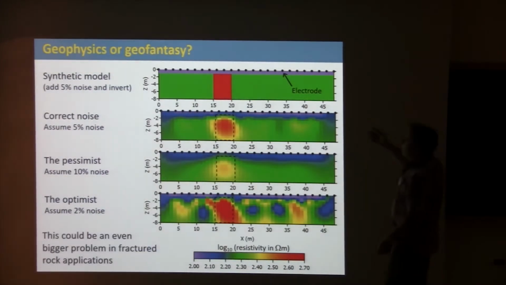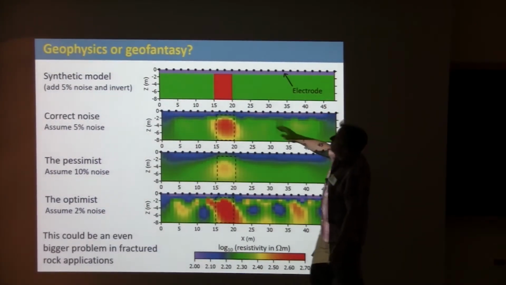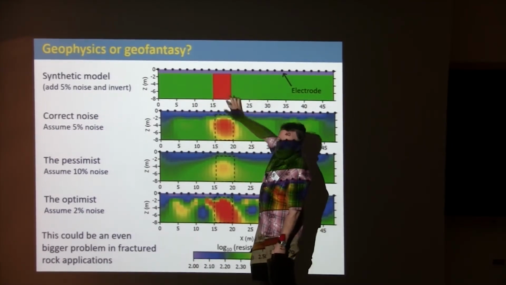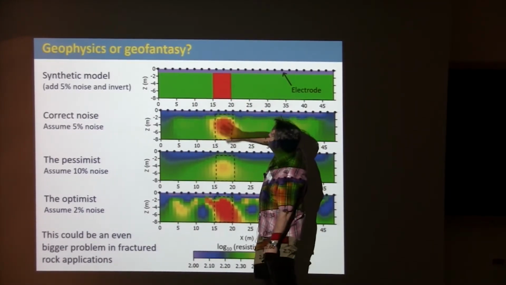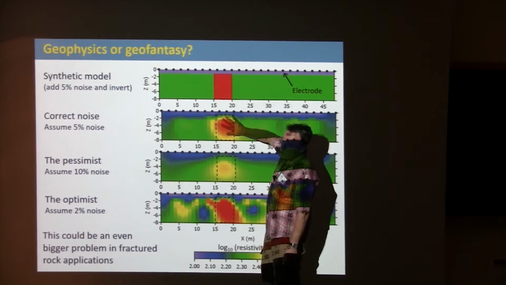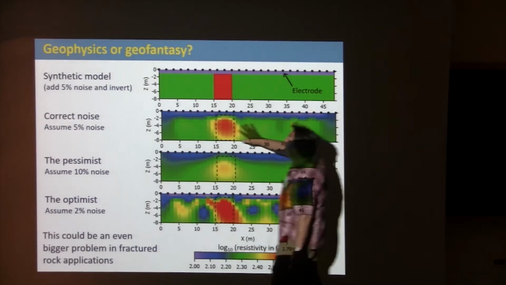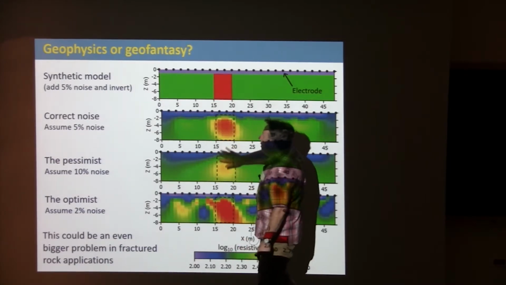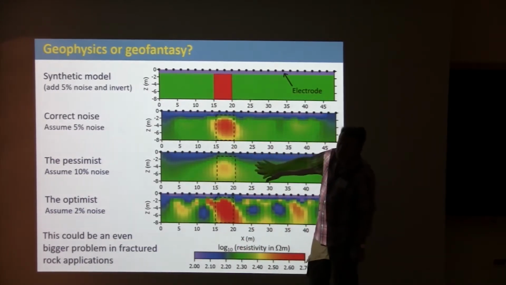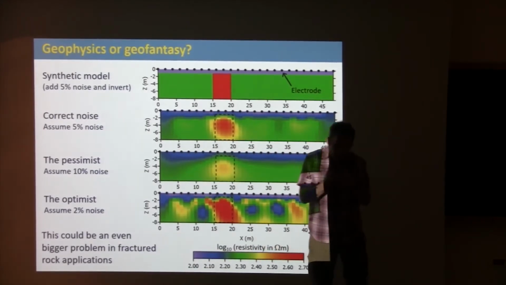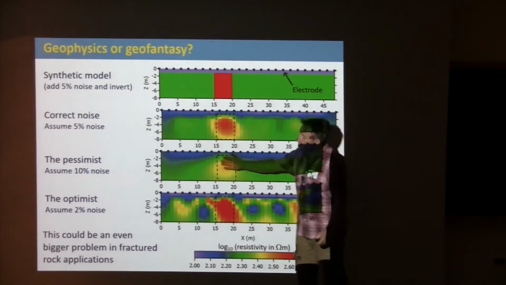Here's an example, actually looking at the propagation of noise. This is a synthetic model. If I add noise to this, and I know what the noise level is, in this case 5%, and I do an inversion, this is as good as I will get with the classical smoothness inversion. If I'm the pessimist and I actually assume that my data has higher noise, I of course don't get all the information from the signature, and I get this weaker signal.